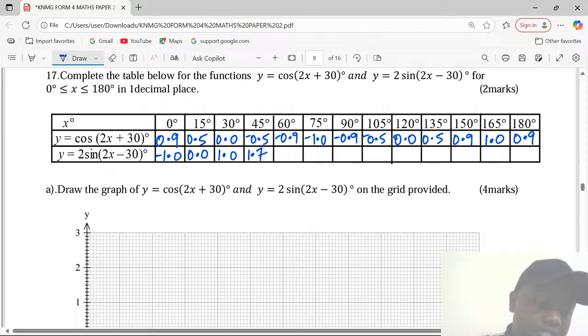So 2 into 60, and we subtract 30. Then 2 sine of 90, which is positive 2, should be 2.0. At 75, it should be 2 into 75, then minus 30. So 2 sine of 120, I'm getting 1.73 again, so 1.7.